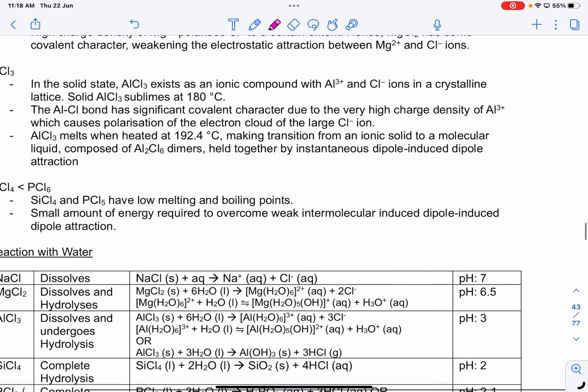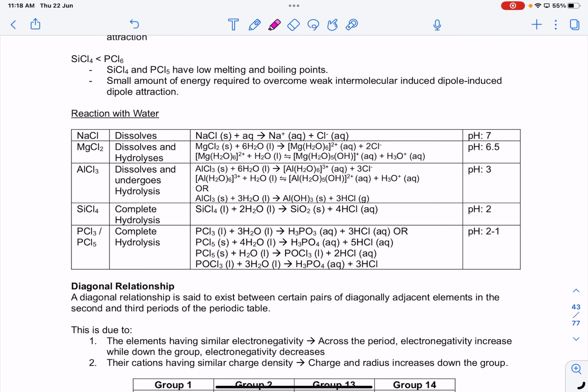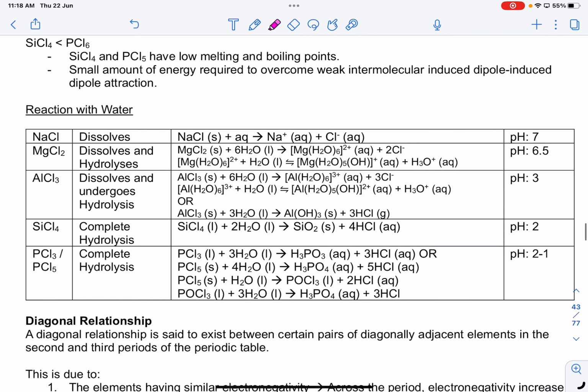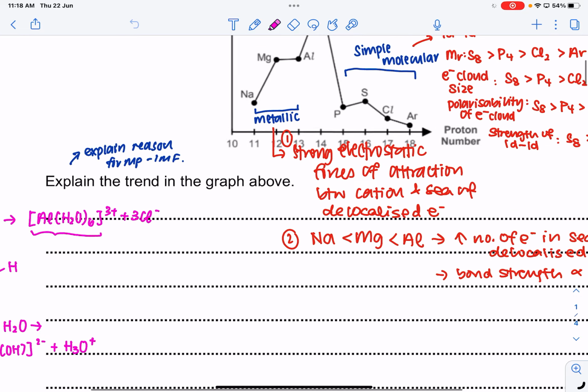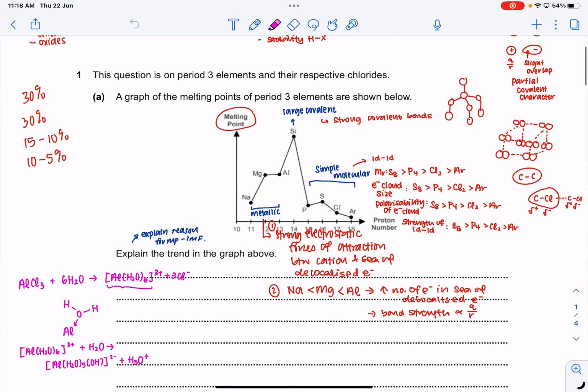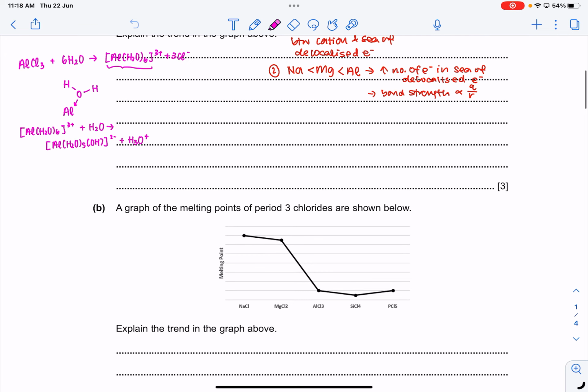I think it's page 43. So take note, these are all the things. So why it undergoes hydrolysis is due to the high charge density. Magnesium does exactly the same thing as well, but it's less likely because it has a lower charge density compared to your aluminium. So take note. That's why they undergo hydrolysis. So this is basically explaining for your elements itself. Then next we move on to the chlorides.